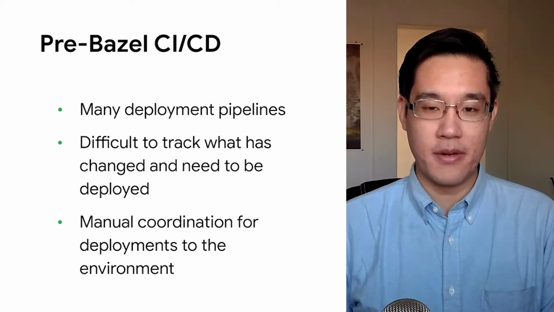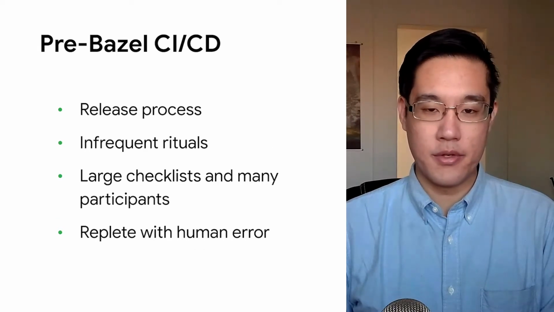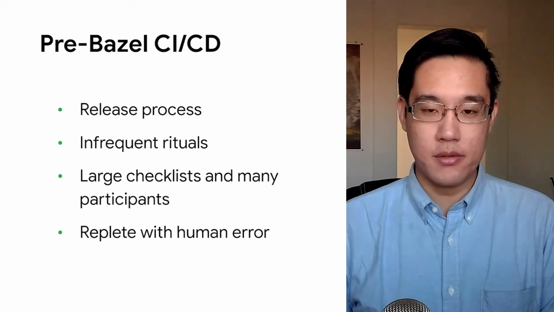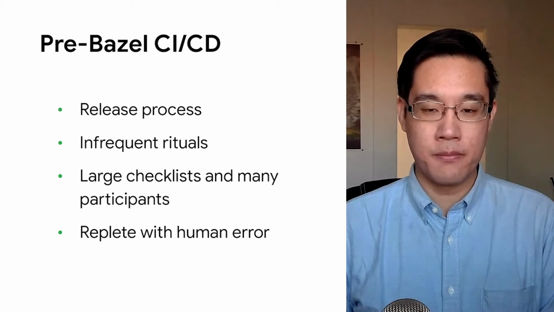Deploy pipeline fragmentation led to complex environment deployments requiring extensive human coordination. Such circumstances made automated end-to-end tests prohibitively expensive to write. They also made releases complicated rituals, with large checklists and many participants. These releases, replete with human error, became time-consuming and infrequent rituals.